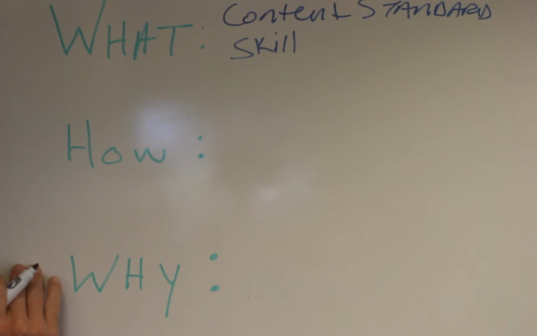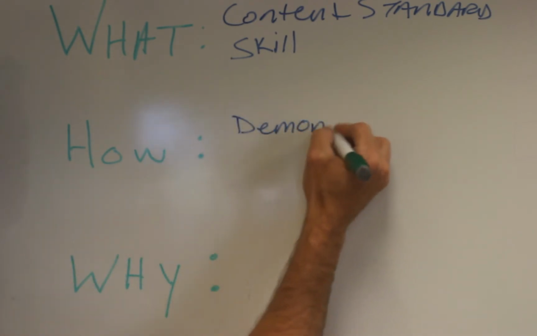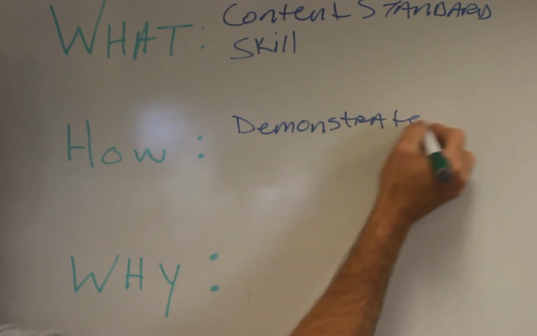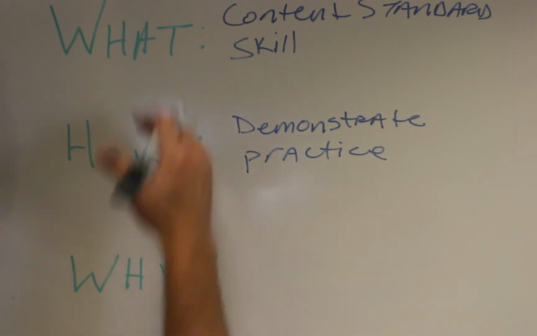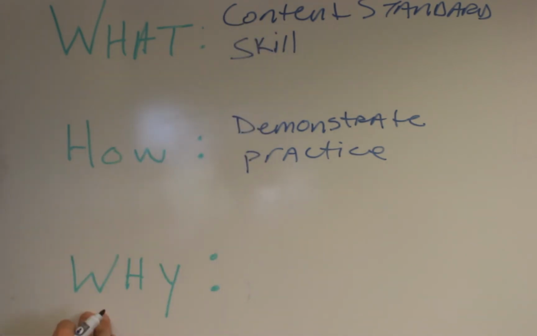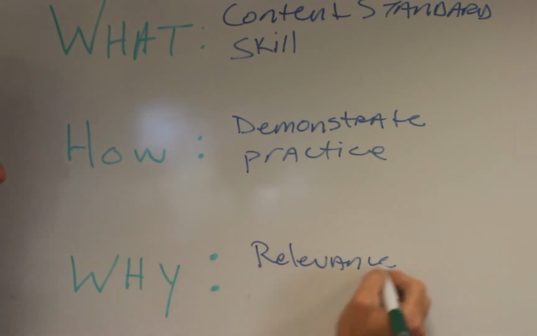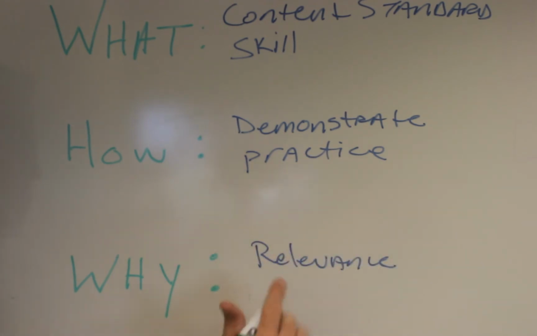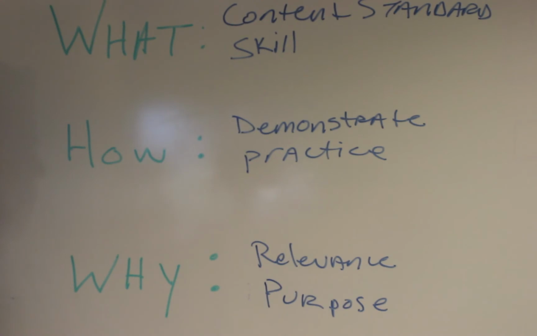The second part to an effective learning target is the how. This is how they are going to demonstrate or practice their new skill that you have asked them to acquire. The last part is the why in their learning target, and the why brings about their relevance. So how does it connect to previous learning, or how does it connect to future learning, or how does it connect to the real world? And really what it brings about is purpose. And we understand that if we have purpose and relevance in our learning, it allows rigor to be possible.